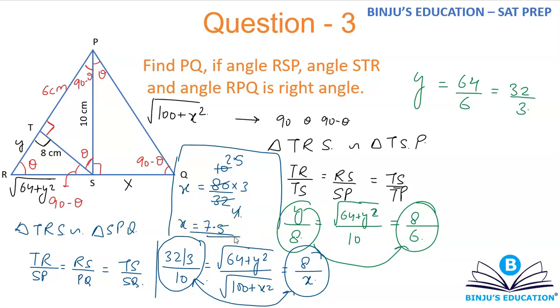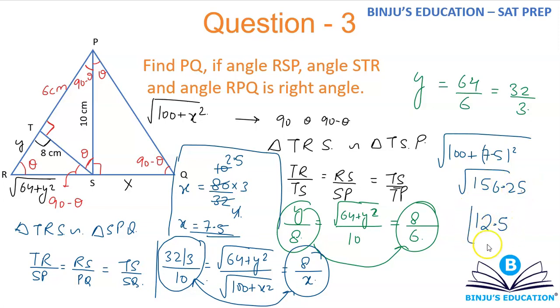Now once we have x is equal to 7.5, we are not yet done. We need to find PQ, which will be the square root of 100 plus 7.5 square. For this we need to use our calculators. 7.5 square is 7.5 into 7.5, that is 56.25. Add 100 to it, so that is under root of 156.25. So this will simply become 12.5. And that is your final answer to this question.